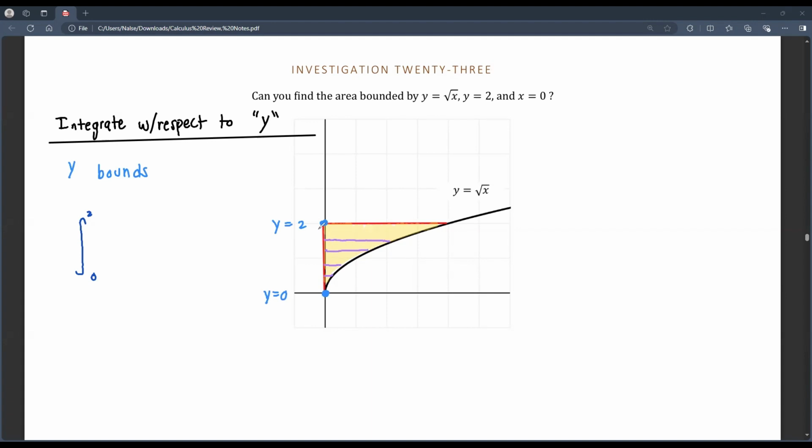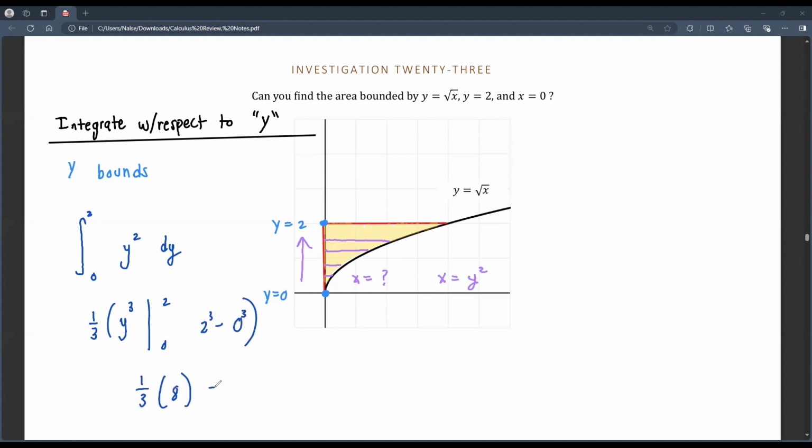Next, we need a way to represent the changing lengths within this region of space. These lengths change with the y values and are equal to the corresponding value of x. Since x equals y squared, we should integrate y squared from 0 to 2. Doing so yields the desired area, which is equal to 8 over 3.